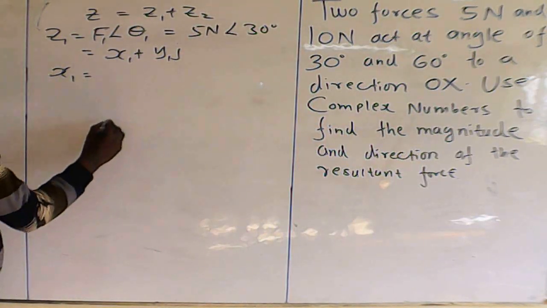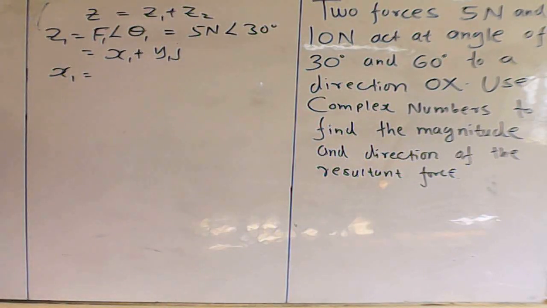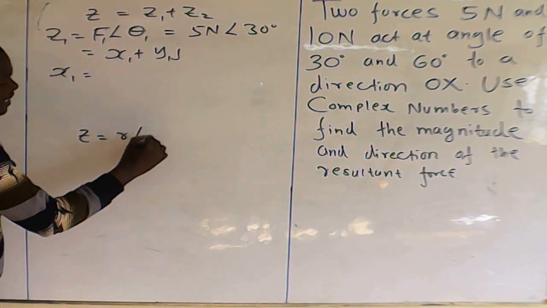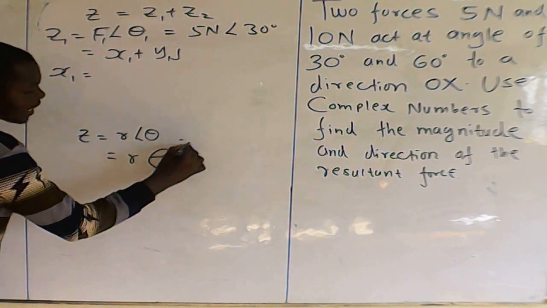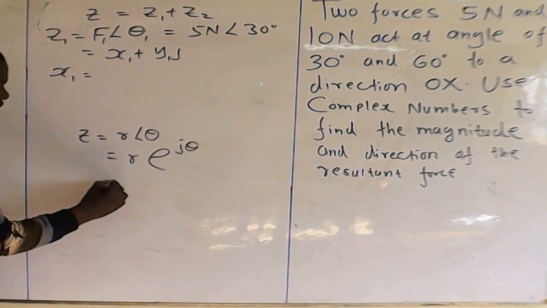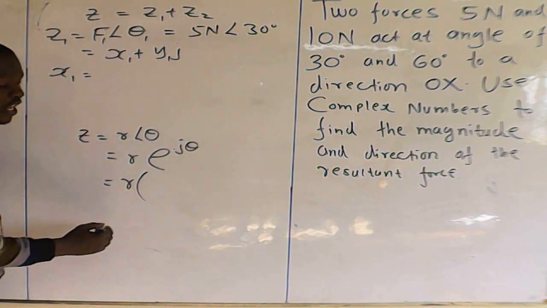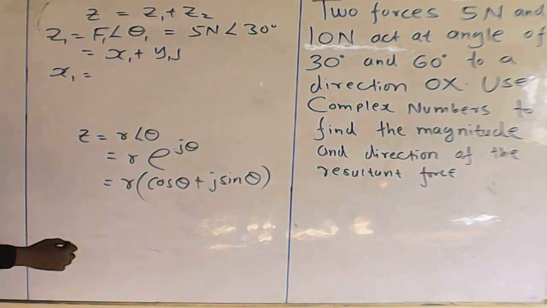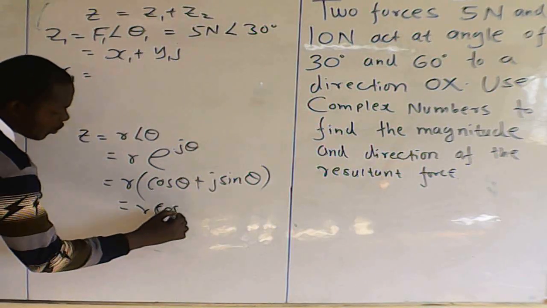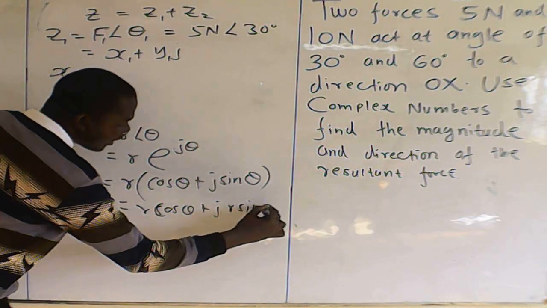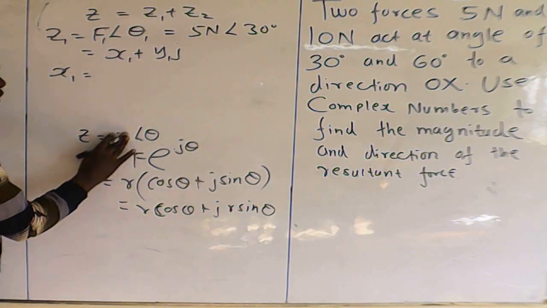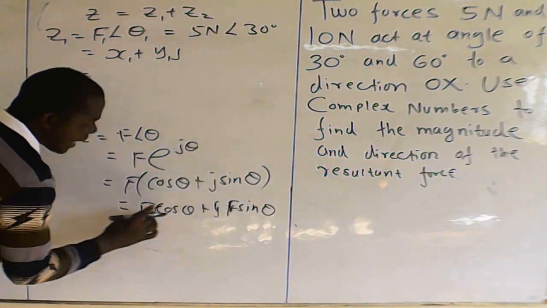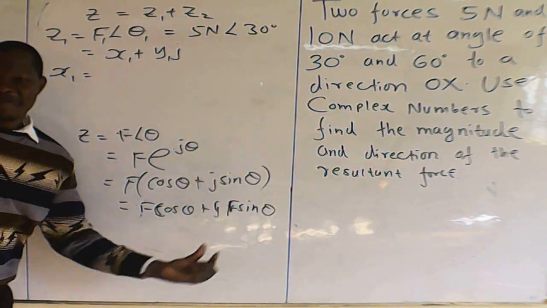So in complex numbers, if Z is r angle theta, the same as Z is r exponential j theta. This is the same as r times what? What is exponential j theta? Exponential j theta is cos theta plus j sin theta. So that means you have r cos theta plus j r sin theta. So if this r is force, then we have F cos theta plus j F sin theta.